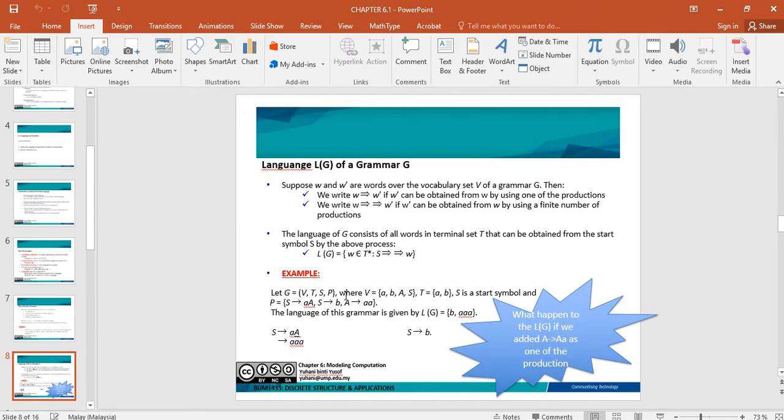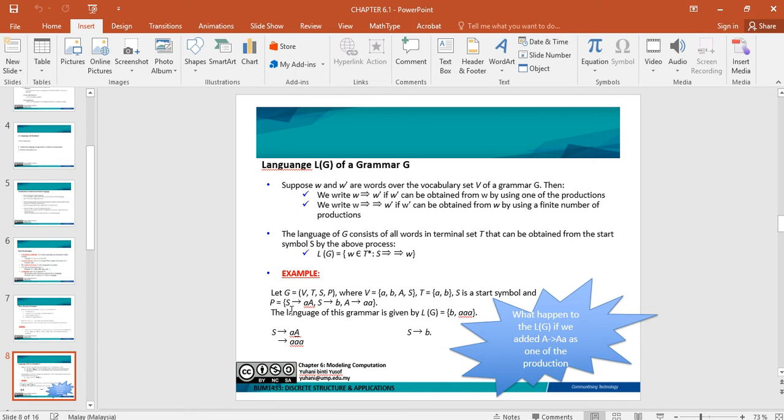Now we need to find the language generated by this grammar. For example, here you have V as small letter a, small letter b, capital A and capital S. Your terminals are small letter a and b, which means our aim, actually, we will start from S and we need to ensure all the language generated will be formed as a word that consists of small letter a and small letter b.